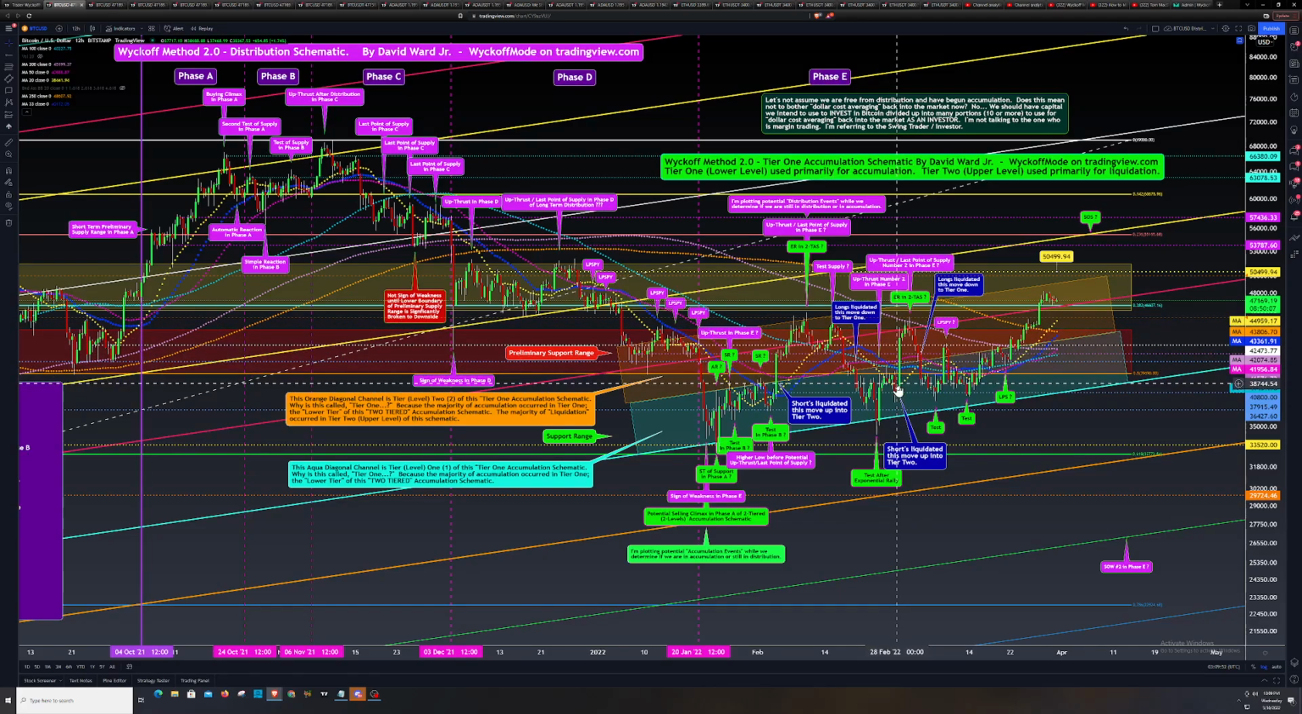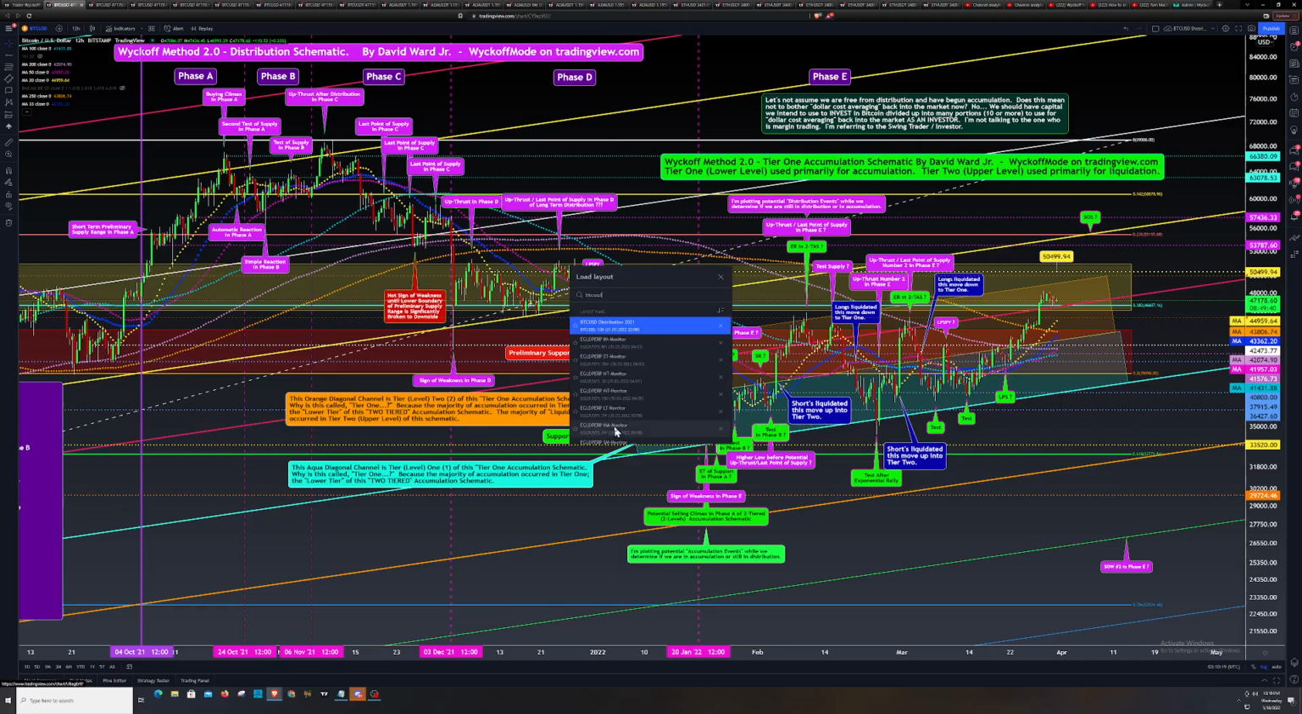Tier 2, when we go up into that, that's mainly used for liquidation. We're not going to be there as long as we will be in the Tier 1 level, which is primarily where the majority of our accumulation occurred. Hence the reason it's a Tier 1 accumulation schematic. Yes, you can have a Tier 2 accumulation schematic. For example, let's go to BTCUSD and have a look at detailed.